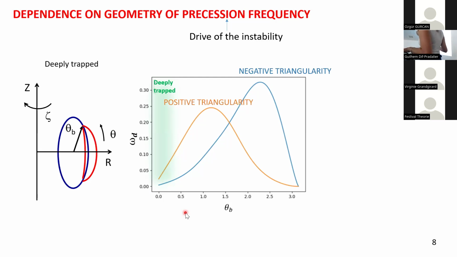Instead, in this region here of high theta b, so in the region of the particles drawing almost the whole toroidal trajectory before bouncing back, where the particles are called barely trapped, omega d for negative triangularity is higher with respect to positive triangularity. So what we can say about this omega d is that for negative triangularity plasmas it is lower than for positive ones in the region of deeply trapped particles.